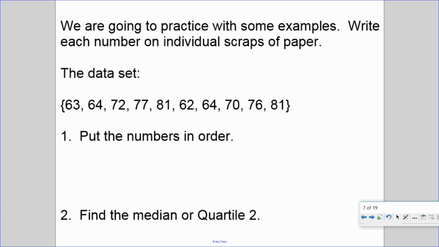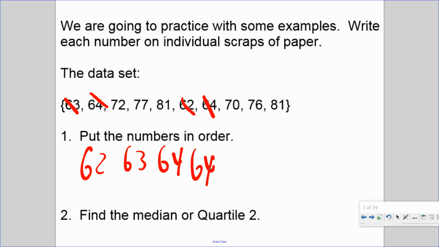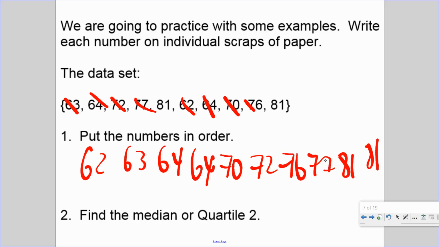Put these numbers in order. So the numbers I see in order are 62, 63, 64, 64. I'm done with 60s. 70, 72, 76, 77, 81. Find a median, or quartile 2.